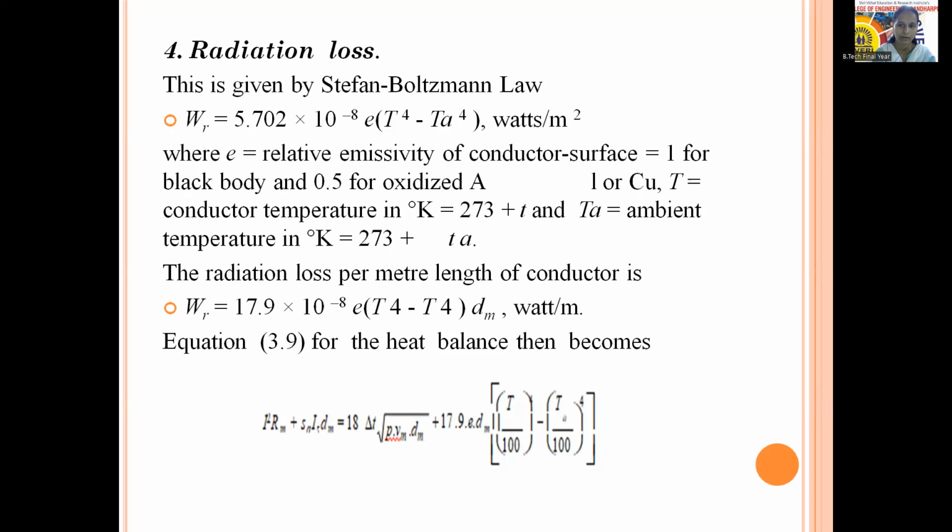Okay, what is meant by ambient temperature? Already I have told you.